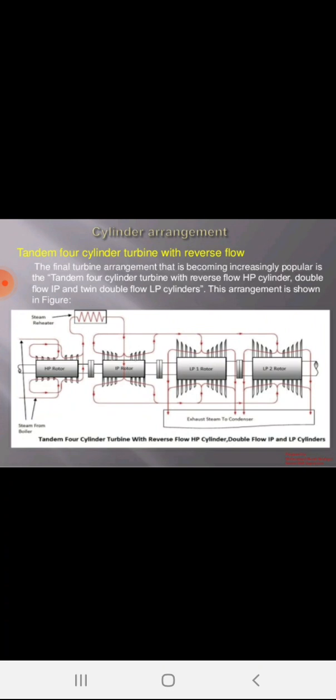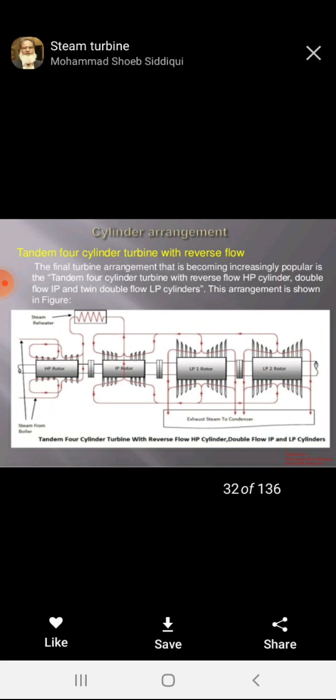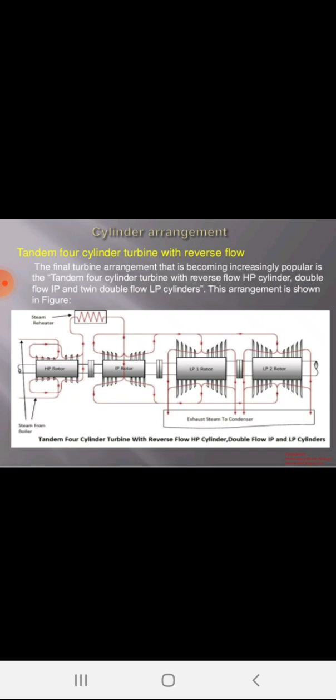The final turbine arrangement that is becoming increasingly popular is the tandem 4 cylinder turbine with reverse flow high pressure cylinder, double flow intermediate pressure twin cylinders. These arrangements are shown in figures. High pressure rotor, intermediate pressure rotor, low pressure rotors and the low pressure intermediate pressure rotors.